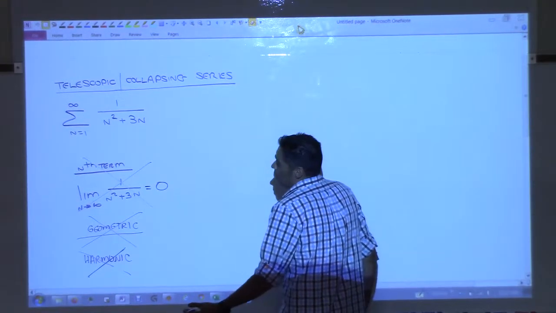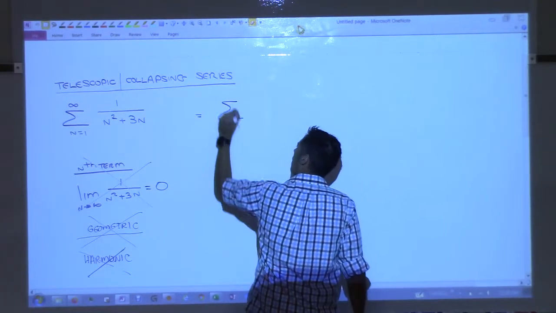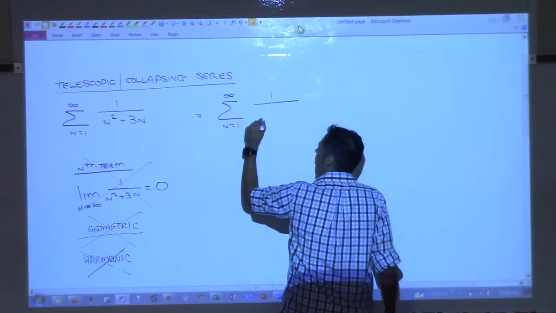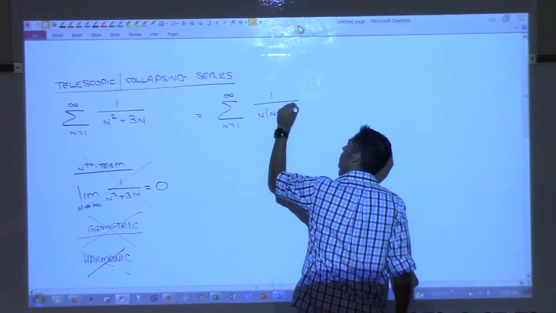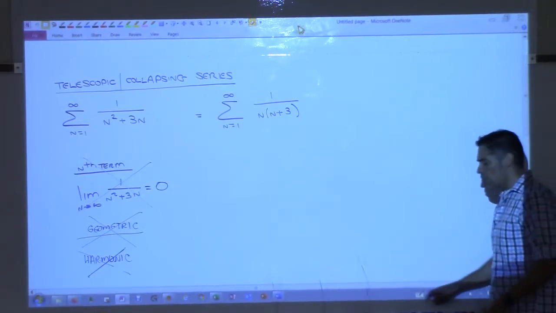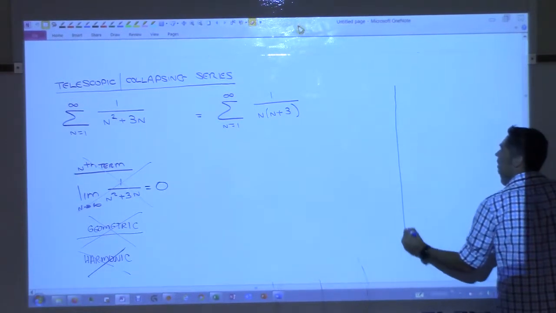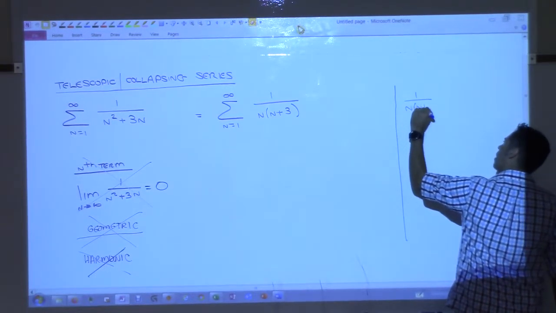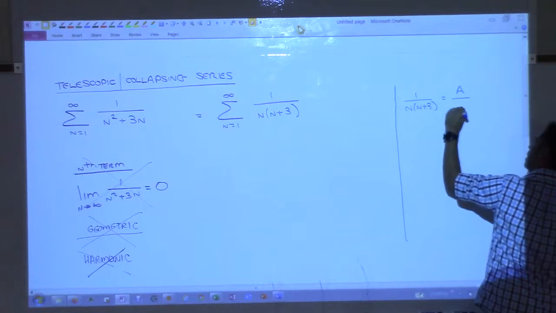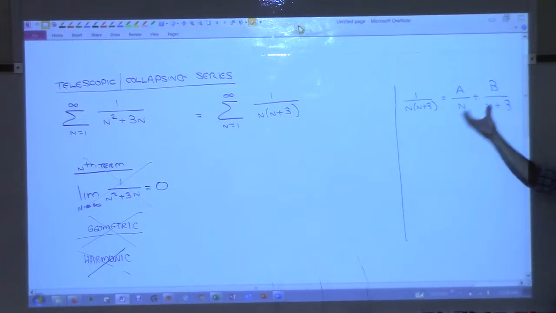Well, I need to show you how telescopic works. What we're going to do is rewrite the series, and we're going to just do some algebra. We're just going to factor that out, that n. And then let's go back and recall some stuff we did when we were doing integrals. We had partial fraction decomposition, right? It gave us a way of taking 1 over n times n plus 3 and rewriting that as a over n plus b over n plus 3, right? I mean, we do have ways of splitting this up, right?